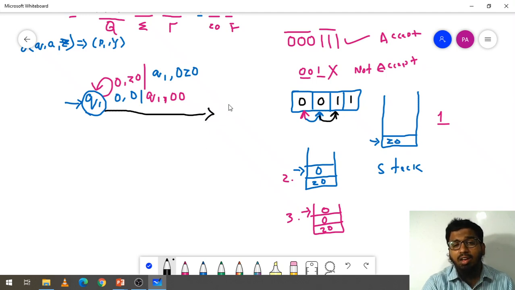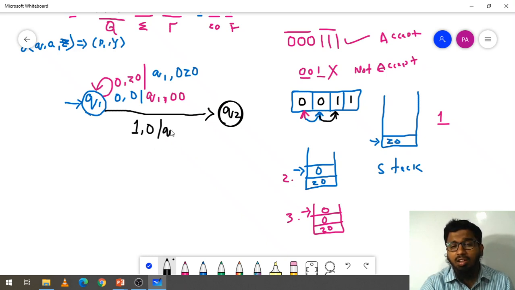Okay. And what is the next state? Q2. When Q1 on 1, and what is at the top is 0, we need to take, it is going to Q2, 1 on 0, and this is called epsilon, which means we are removing this.